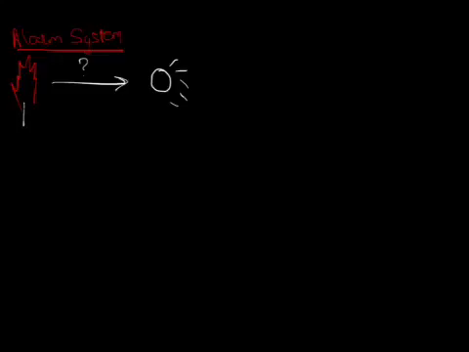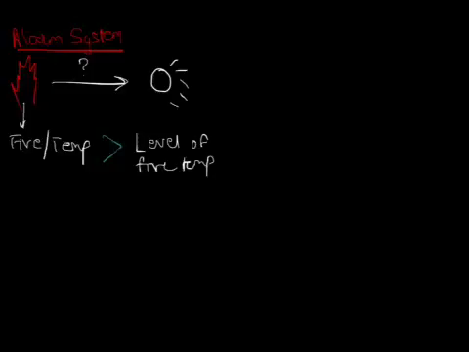Let's say we have some way of measuring what this fire or temperature is, and then we compare that temperature to some level of fire temperature, and we can say that if this temperature is greater than this level, then fire. Okay, so what's important here is to notice that we have something called a comparison, which we need to do to make this work.